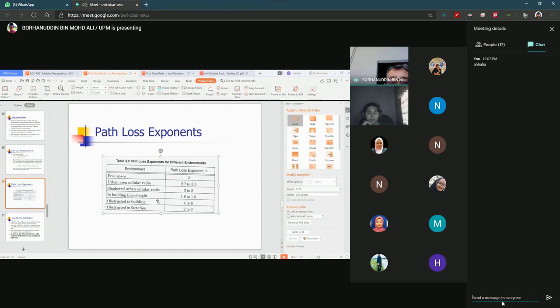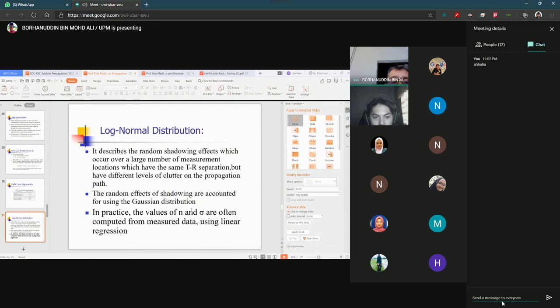Then obstructed inside the building, so a building with many walls and floors. This one is quite high, 4 to 6. And factories, only 2 to 3, because it's normally open. The only objects are normally machineries and shelves and so on. So this one is almost like free space.